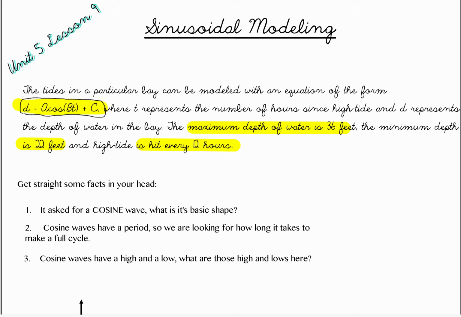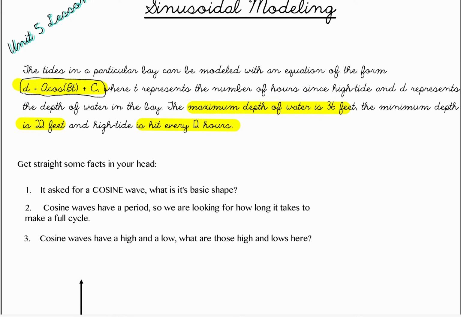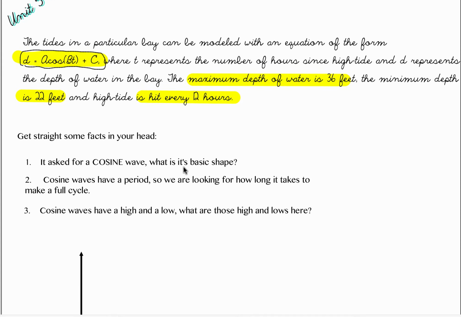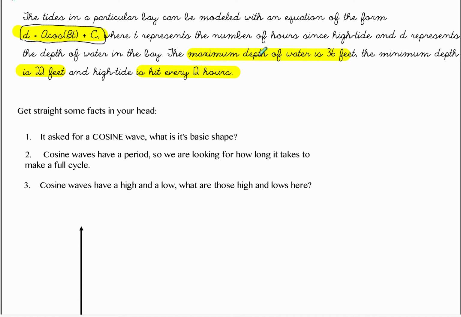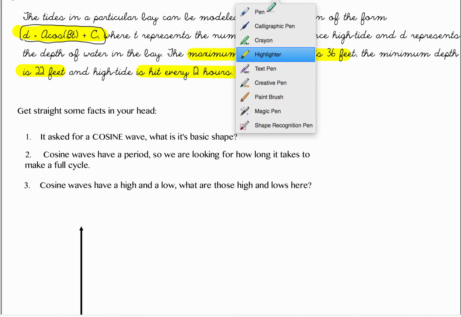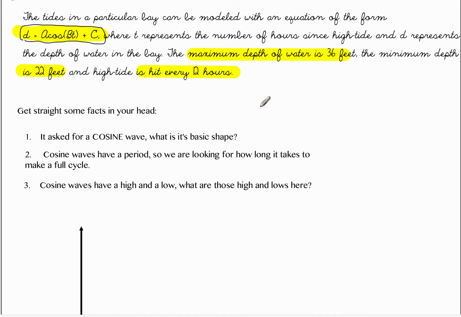All right, so to get our mind around this, let's get some things straight in our head. It asked for a cosine wave, so I want to think about a cosine wave's basic shape. Well, cosine's basic shape is you start high, go low, and end high. And when we're talking about tides, that makes sense: high tide, low tide, high tide. And that's one complete cycle from beginning to end.